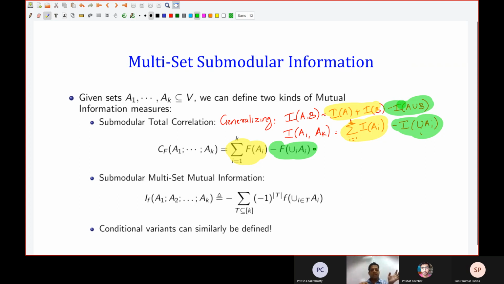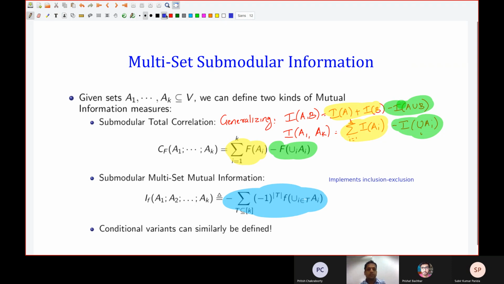So this is total correlation, but there is another related notion of multiset mutual information. What you do here is implement inclusion-exclusion. So what is it doing? It depends on the size of T. If the size is even, then you'll have a positive sign, right? So let's write it down. What might it look like? There's a minus outside, sorry.